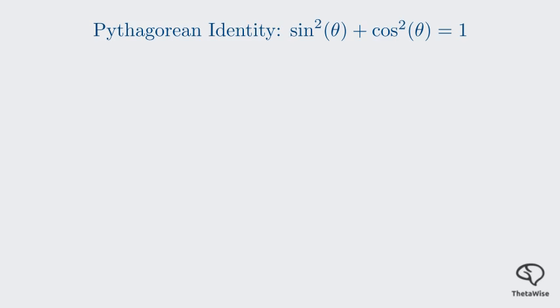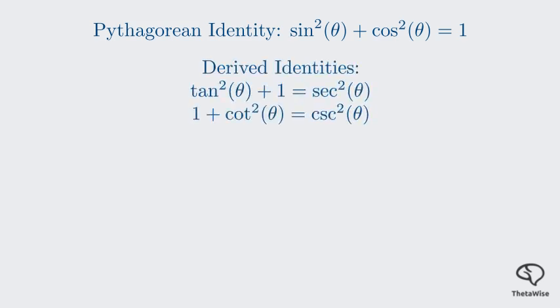This comes directly from the unit circle. The point (x, y) on the circle satisfies x squared plus y squared equals 1, which translates to cosine squared plus sine squared equals 1. From this one identity, we can derive two others by dividing by cosine squared and sine squared, respectively. Dividing by cosine squared gives us tangent squared of theta plus 1 equals secant squared of theta. Dividing by sine squared gives us 1 plus cotangent squared of theta equals cosecant squared of theta.